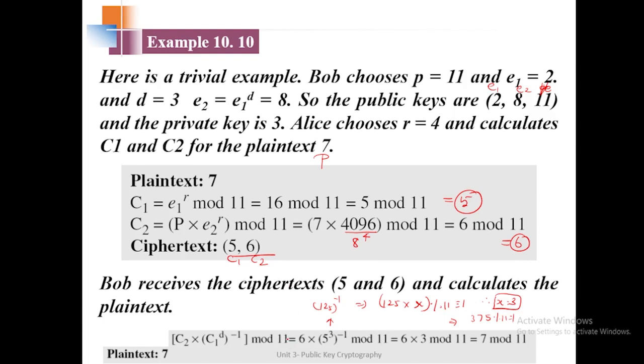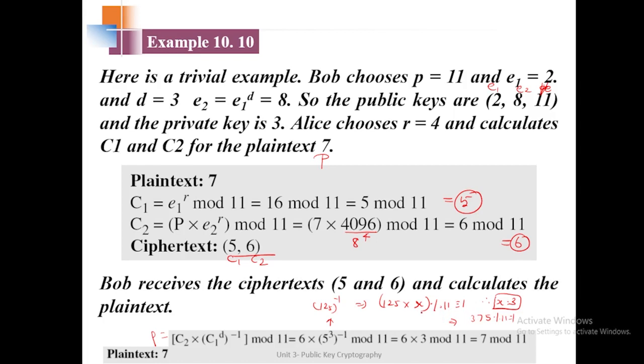So we do the decryption process. Here the decryption P is equal to C2 into C1 power D inverse mod 11. So C2 value is 6. C1 power D means C1 is 5, D value is 3. So 5 cube means 125. So 6 into 125 inverse mod 11. So 125 inverse means, how can we calculate the inverse of a particular element? One element and its inverse mod 11 should be equivalent to 1. So 125 into x, where x is the inverse of 125, mod 11 is equivalent to 1.